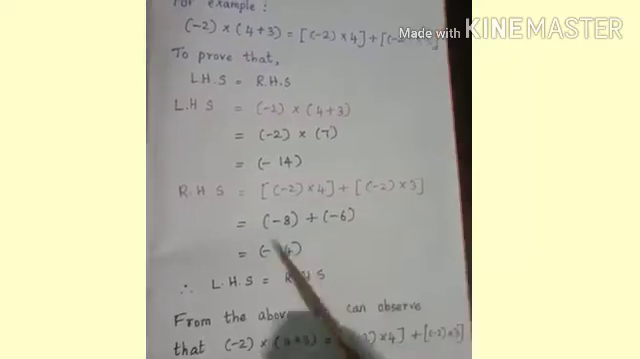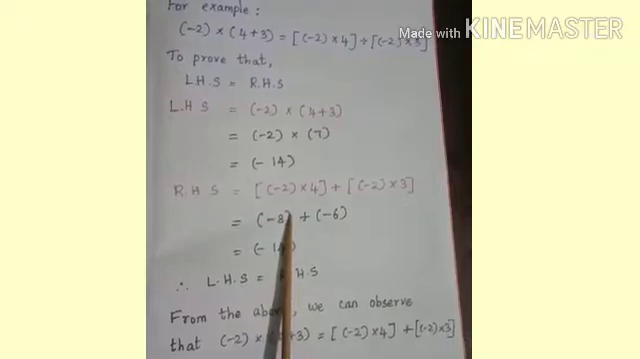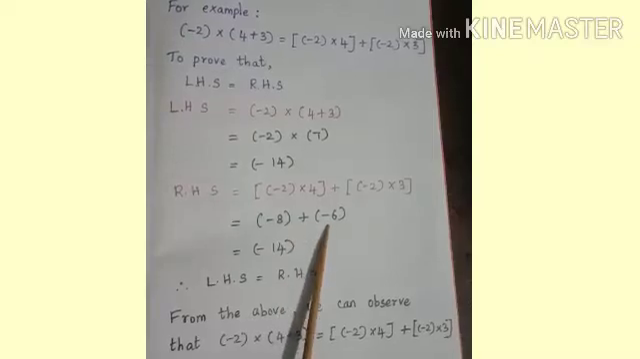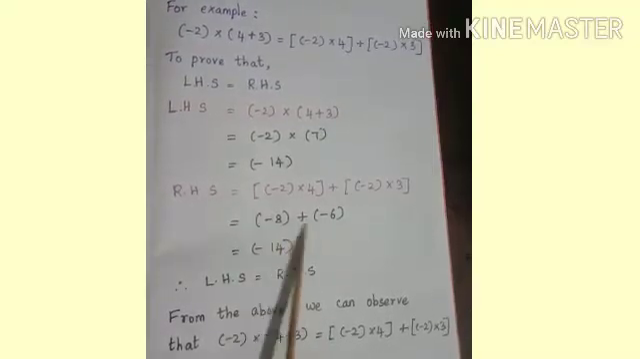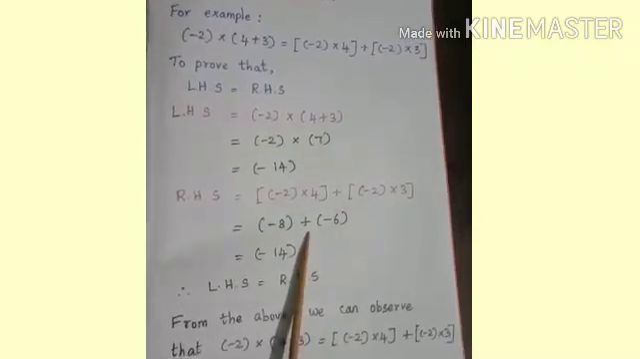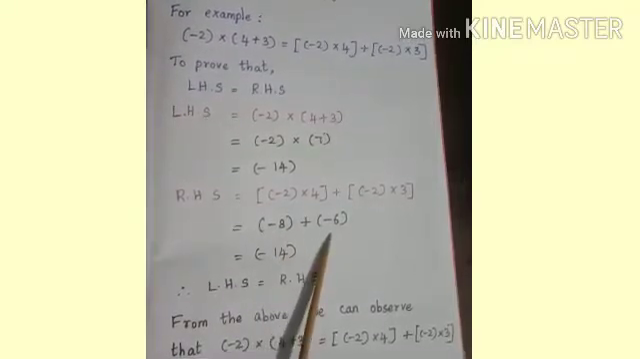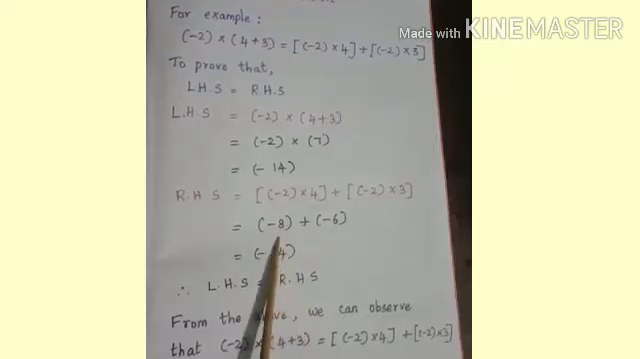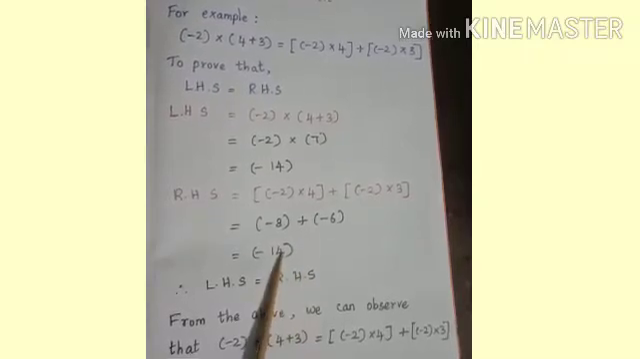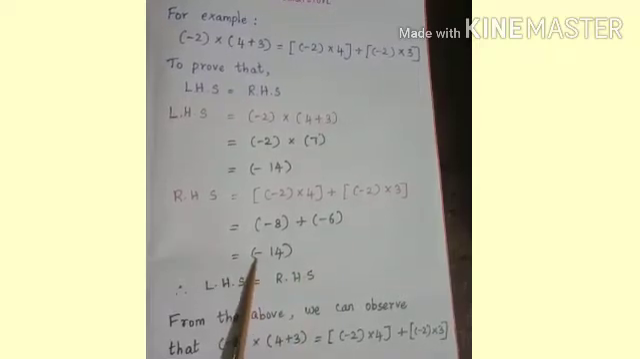Now find the value of the right hand side, that is minus 2 into 4 plus minus 2 into 3. By using the multiplication integer rule, we get minus 8 plus minus 6. Here, by using the addition integer rule, that is when we add two negative integers, we have to add and put the same sign. When we add 8 and 6, it is 14. The signs of these integers are negative. Therefore, minus 8 plus minus 6 is equal to minus 14.